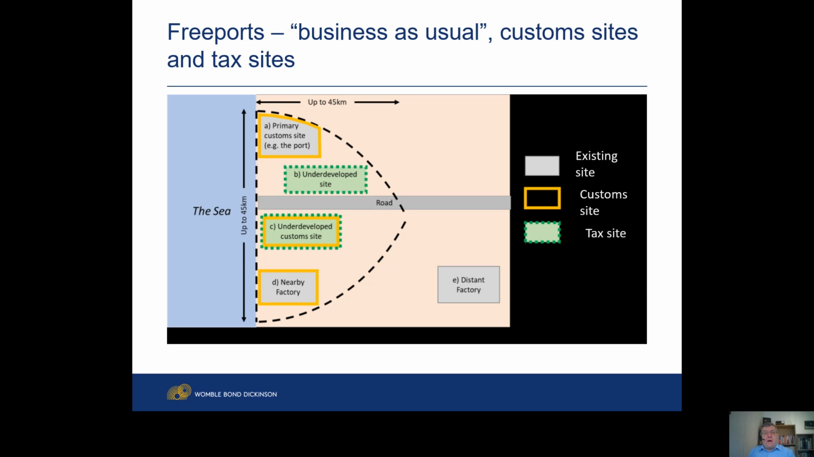Customs sites are areas where manufacturing, processing, or other assembly activities are carried out on goods before they're either put into the UK market or sent out for export. While goods are in a customs site, they're treated for customs purposes as being offshore. This brings a cash flow benefit where customs duties are deferred until the assembly or manufacturing or processing activities are complete and the goods are ready either for the UK market or for export.